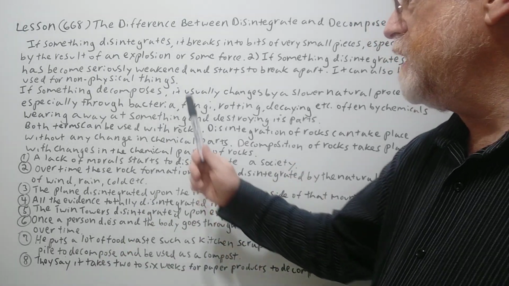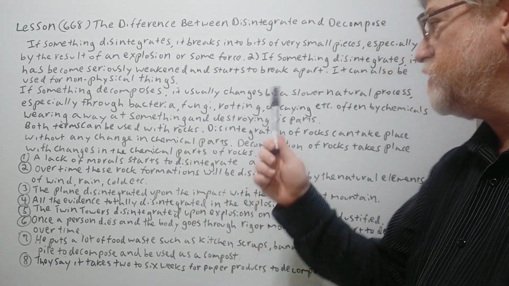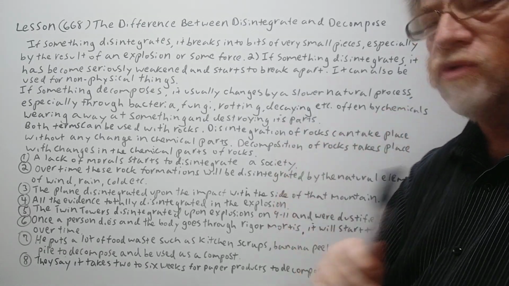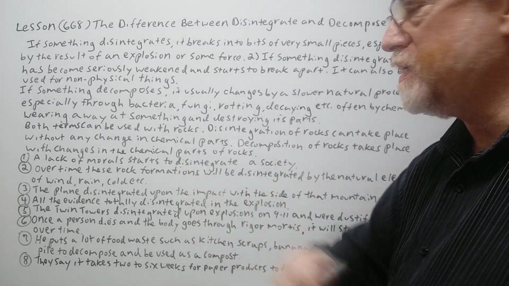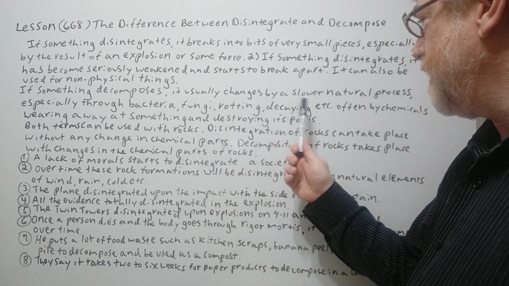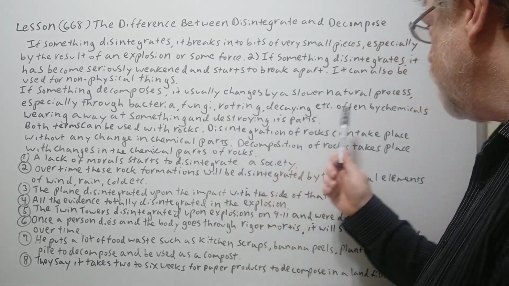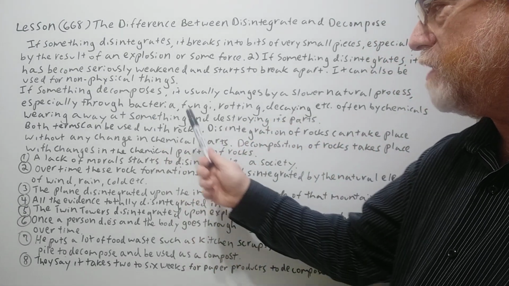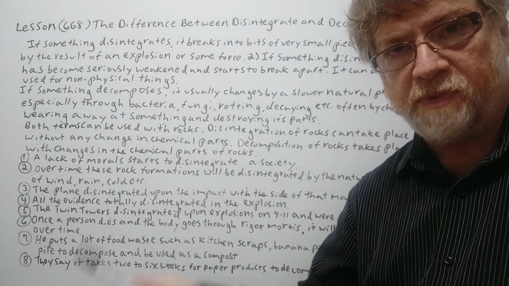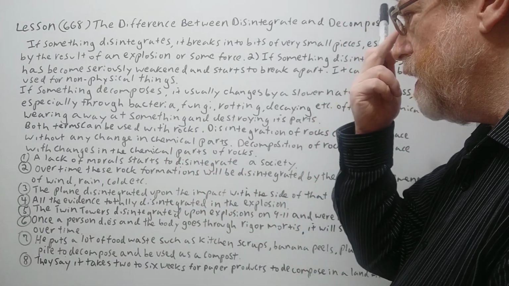All right, number two, if something decomposes, it usually changes by a slower natural process, especially through bacteria, fungi, rotting, decaying, etc. Often by chemicals wearing away at something and destroying its parts. So that's a key part.